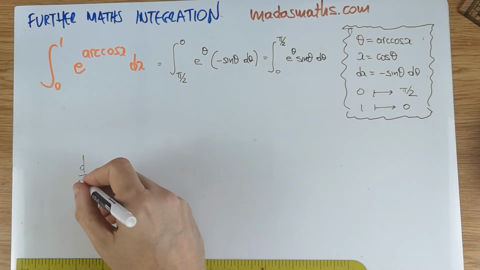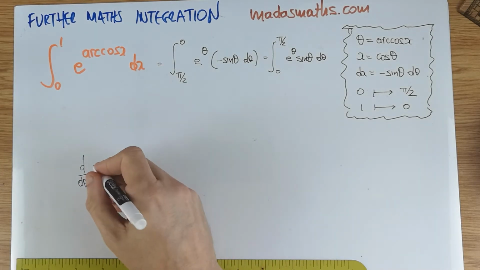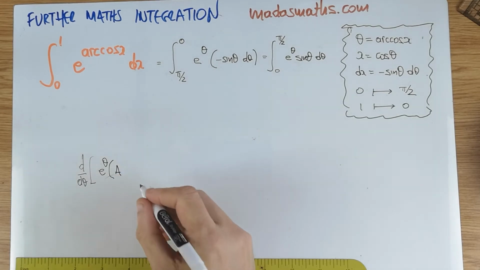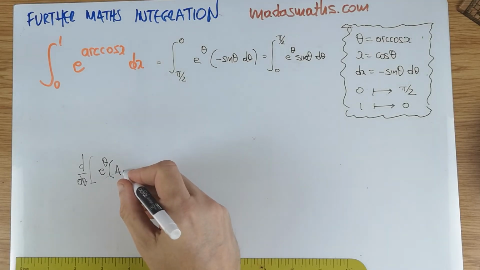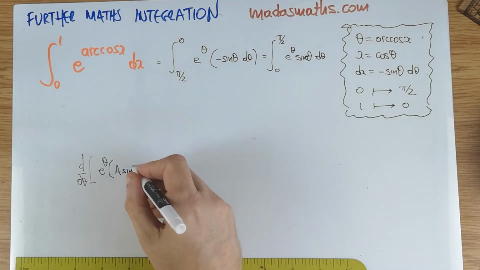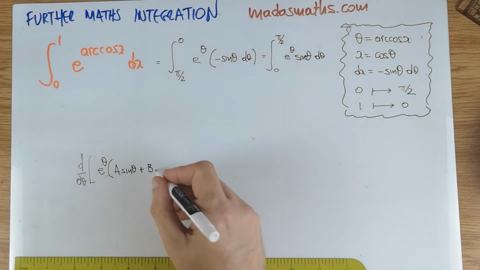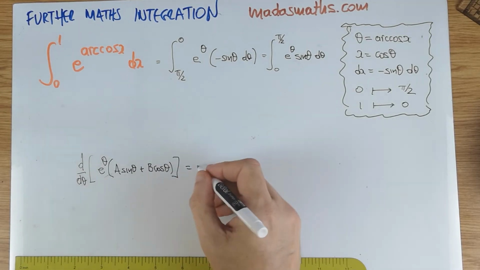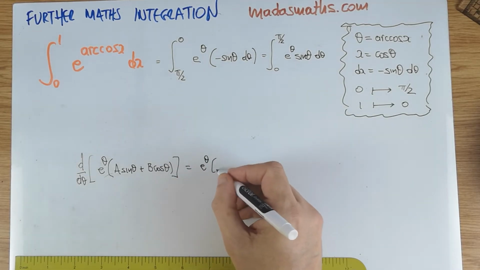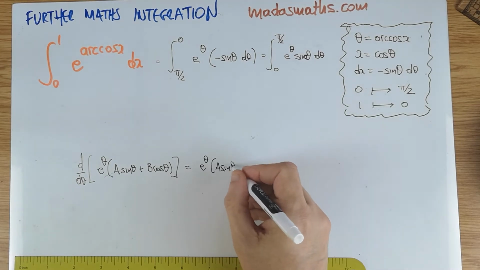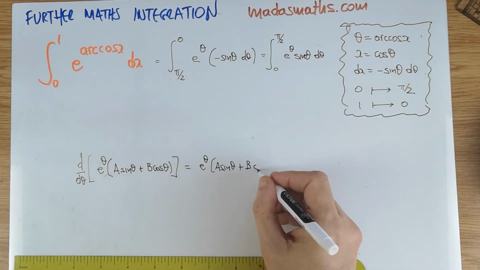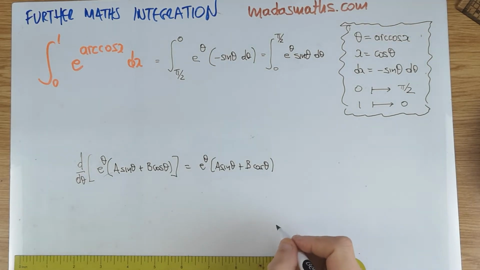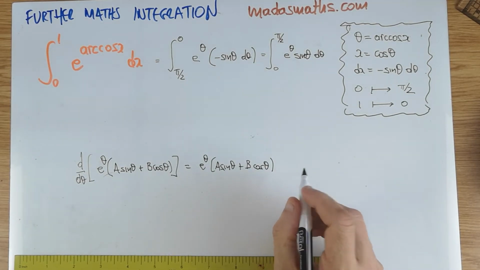So d by d theta of something which looks like that comes from differentiating e to the theta times some kind of linear combination of sines and cosines. So let's say A sine theta plus B cos theta, for some constants A and B. And when you differentiate that as a product, you get e to the theta, A sine theta. I find this particular method a lot quicker. I don't know why. I'm actually foolish not to be using the more conventional methods.